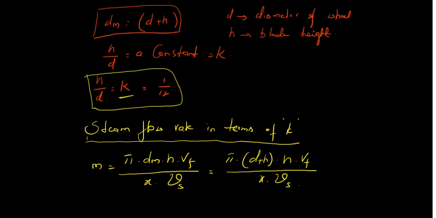Now, m equals pi into d plus k suffix k into d, k into d. Yes, I am trying to shuffle the terms, that's it.